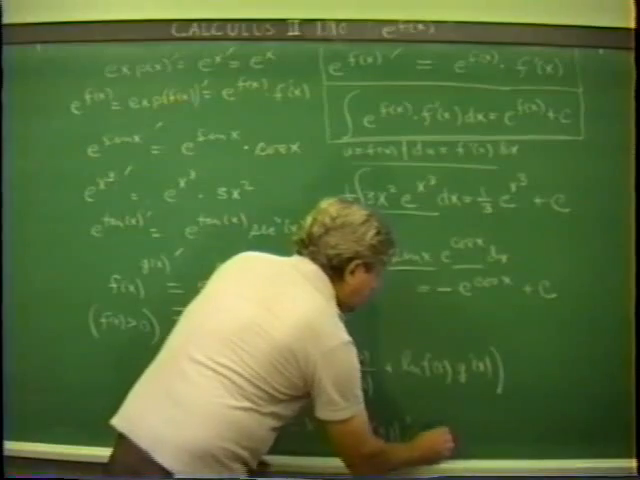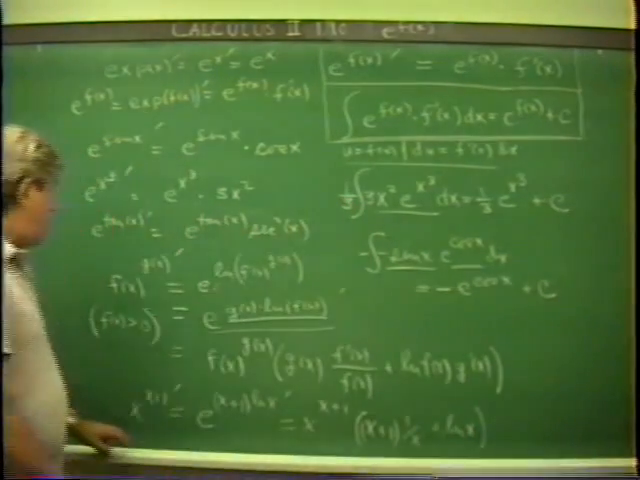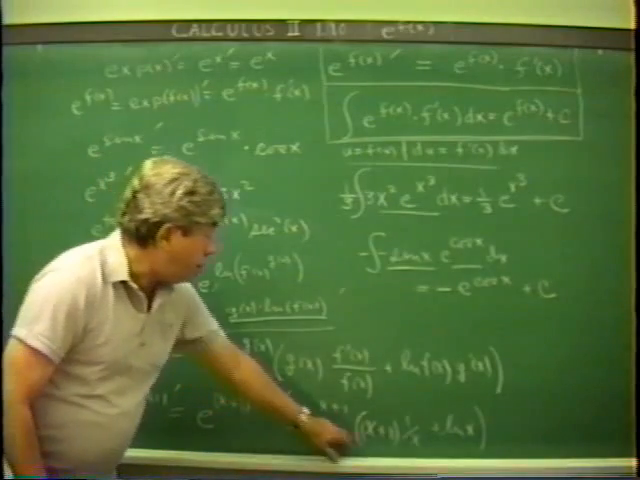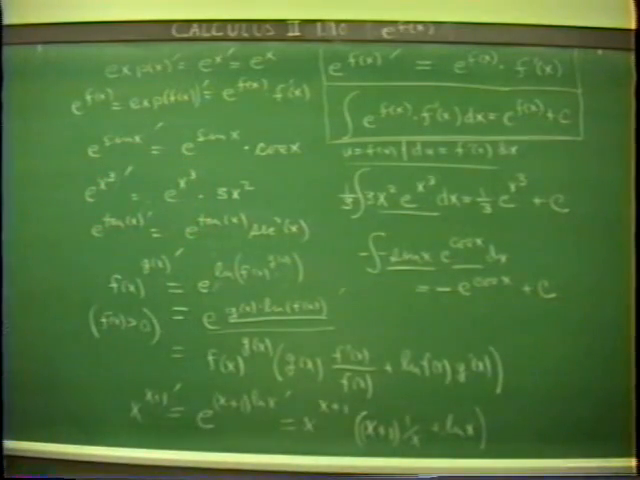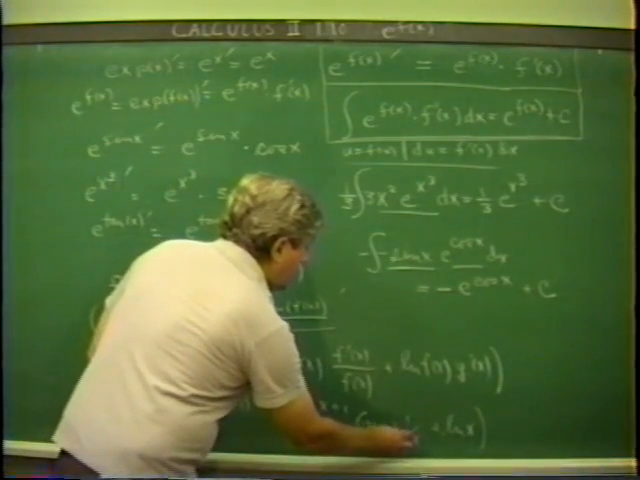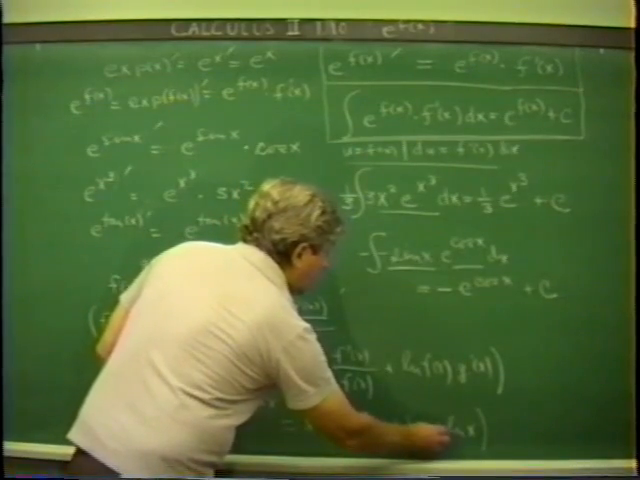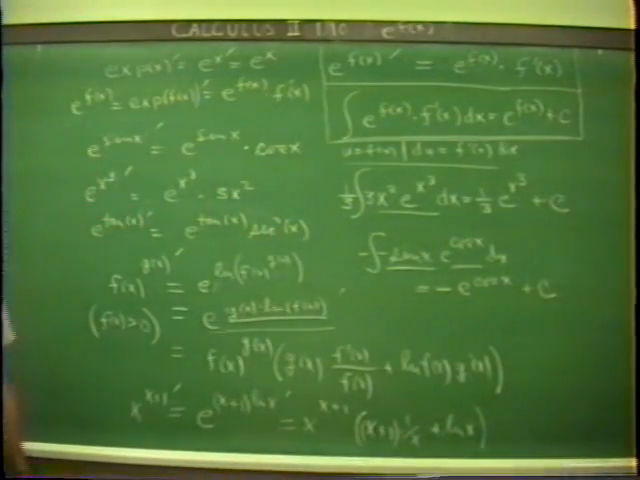So the derivative is equal to the first, x plus 1, times the derivative of log x, 1 over x, plus the second, log x, times the derivative of x plus 1, which is 1. So this is the derivative of x to the x plus 1 power. It looks like that: x to the x plus 1 times x plus 1 times 1 over x plus log x.